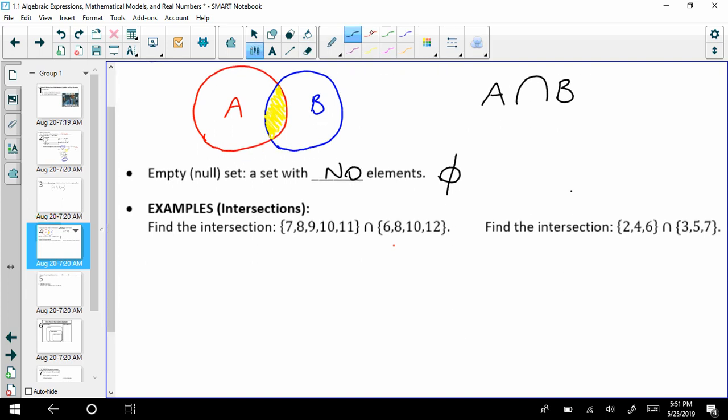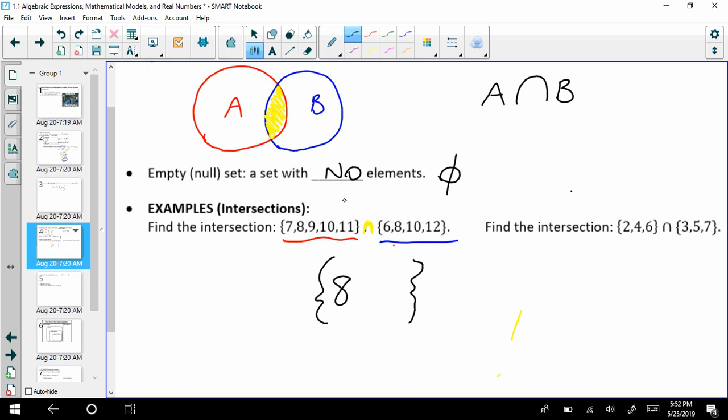Find the intersection of these 2 sets. And I know I want the intersection because notice my little upside down horseshoe. So my answer is going to be a set. And in this set, I only want to list the numbers that are common to both of the original sets. So if I look at this one had 7, but the other one didn't have 7, so I don't want to list 7. They both have an 8 though, so I'm going to list an 8.